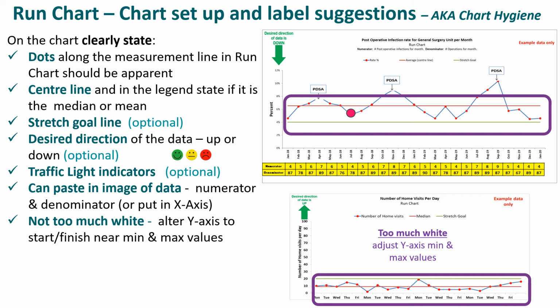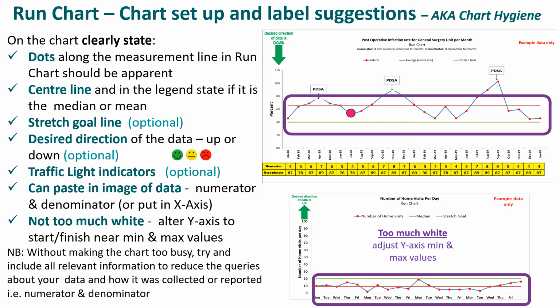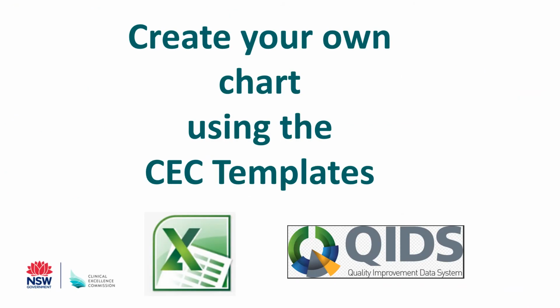That's what we call it, too much white in the chart. And without making the chart too busy, it's a good idea to try and include all relevant information in your chart to reduce the queries or questions about your data and how it was collected or how it was reported. For example, it's a good idea to state the numerator and denominator so that people know how you calculated the percentage. I'll now show you how you can create your own chart using the ready-made templates on the CEC website.